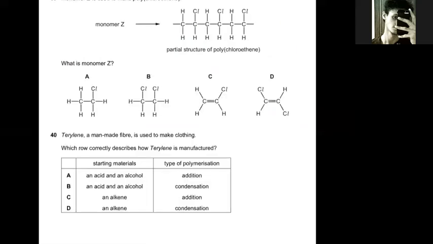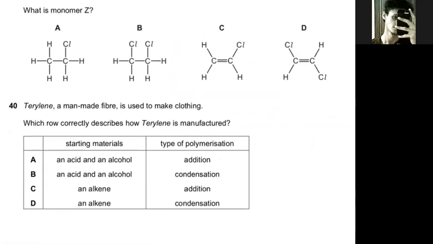Question 40. Terylene, a man-made fiber, is used to make clothing. Which row correctly describes how terylene is manufactured? Terylene is manufactured by condensation polymerization, so A and C are wrong. And terylene is made from a diol and a dicarboxylic acid. So B is the correct option.